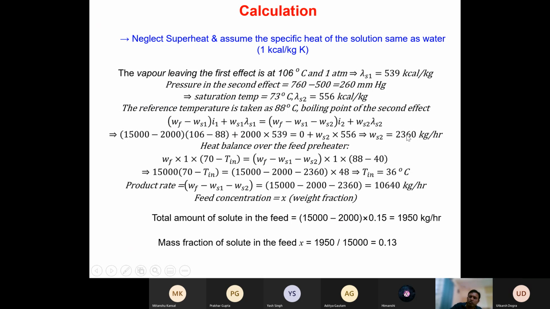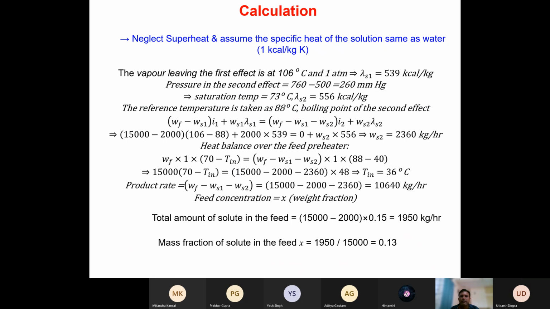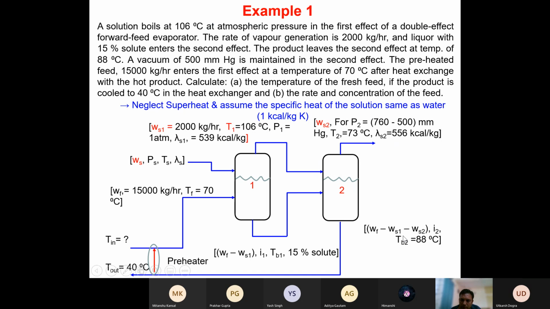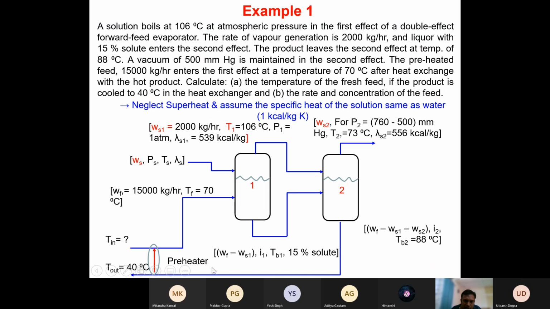Once we know this 2360, we can put it in the balance equation here. Now WS1 we already know, and WS2 we have already calculated. Remember, WF we already know is 15,000, WS1 is 2,000, and WS2 we have now calculated as 2360. Now we can make the balance here at the preheater. So (Wf minus Ws1 minus Ws2) into (88 minus 40), where 88 is the temperature here.